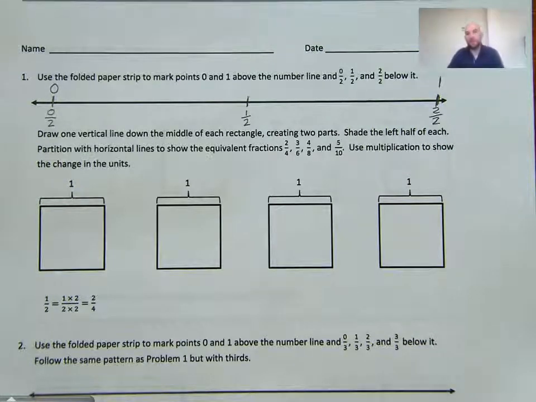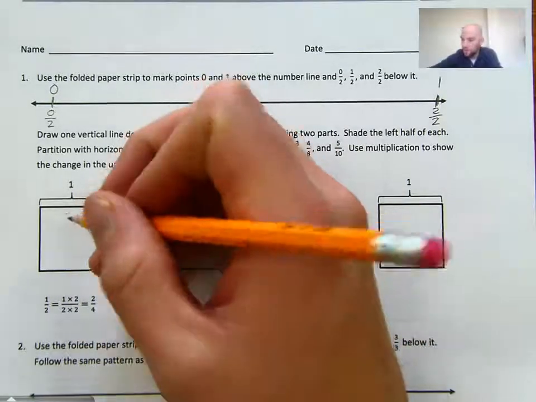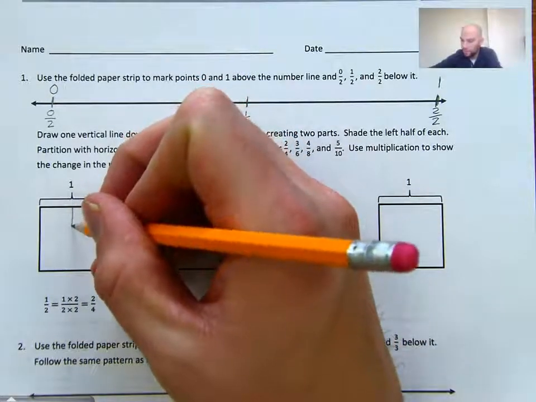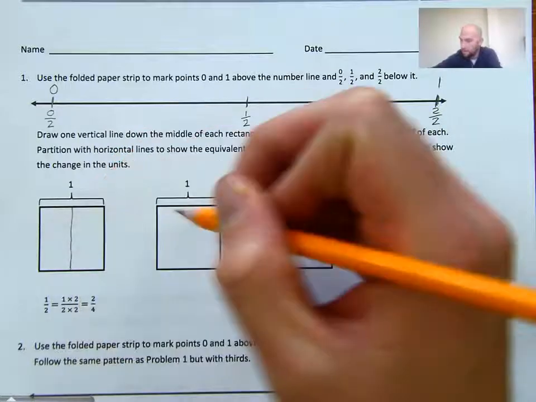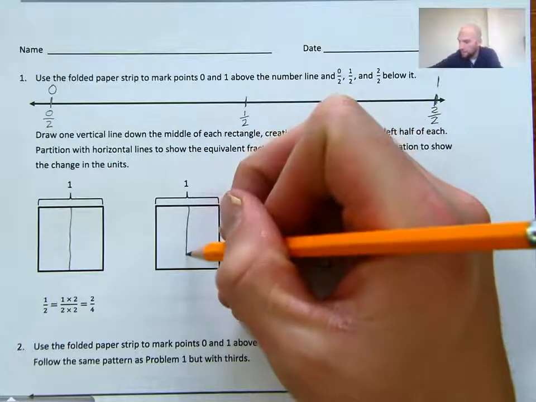The next direction tells us to draw one vertical line down the middle of each rectangle, creating 2 parts. Then shade the left half of each. Partition the horizontal lines to show the equivalent fractions 2/4, 3/6, 4/8, and 5/10. Use multiplication to show the change in units. The second part is done for us. What it's asking us to do is to draw one vertical line, an up and down line, on each one of these boxes here.